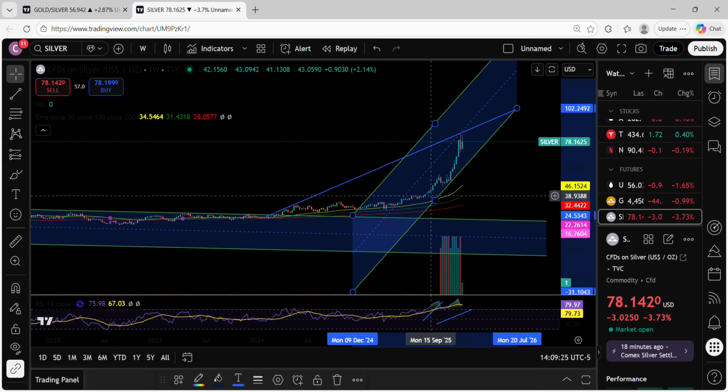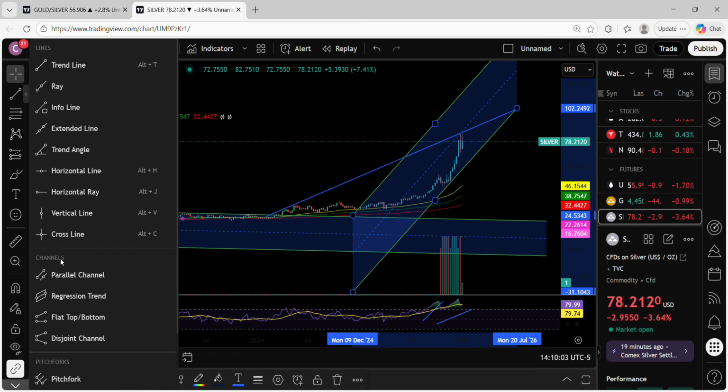Also, I want to look at this particular line right here, and I want to do a couple of things with this line.